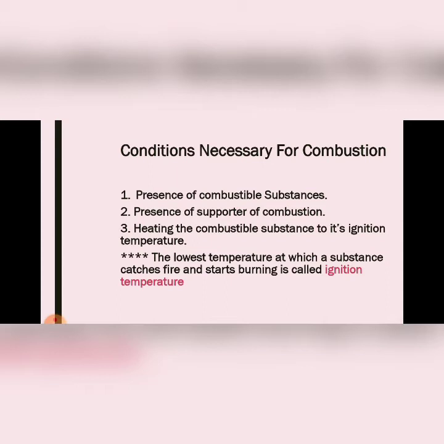As we know, there are two types of substances, combustible substances and non-combustible substances. So, if we try with a non-combustible substance, it will never burn. That means if we try to burn a stone, will it burn? No, it will not burn because stone is a non-combustible substance. So, whenever we try to do the process of combustion, we require a combustible substance.